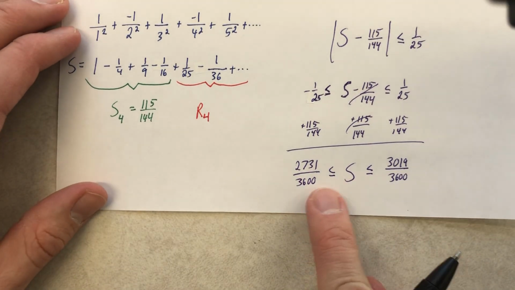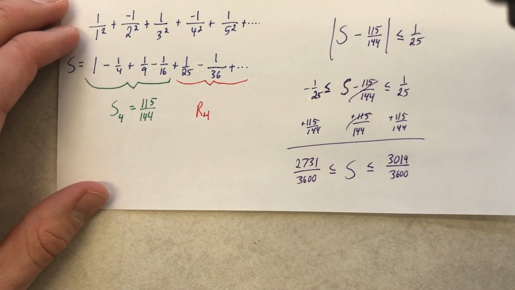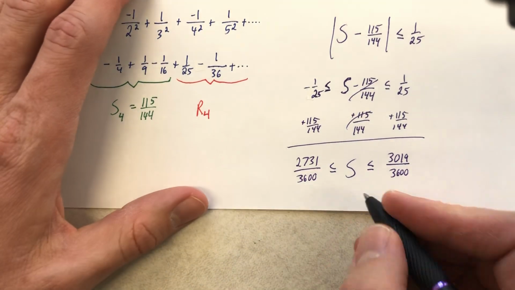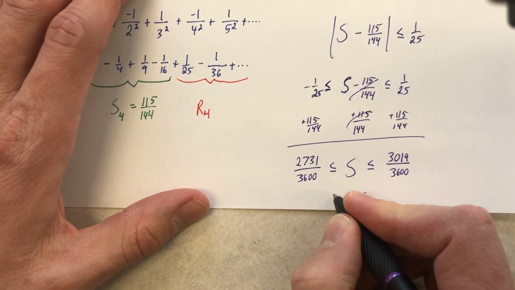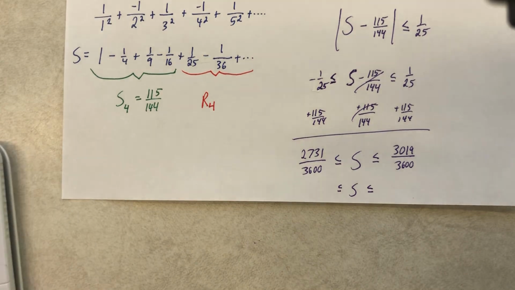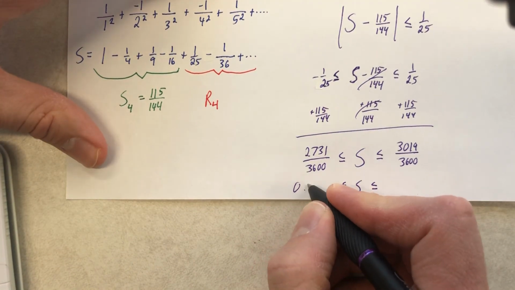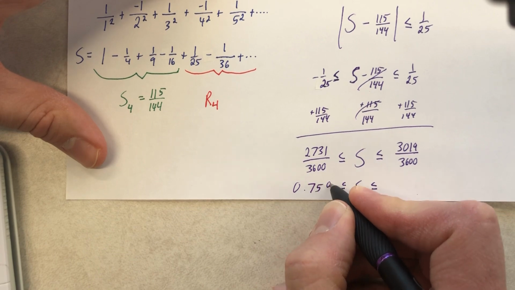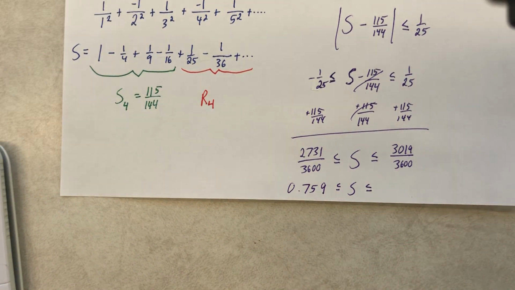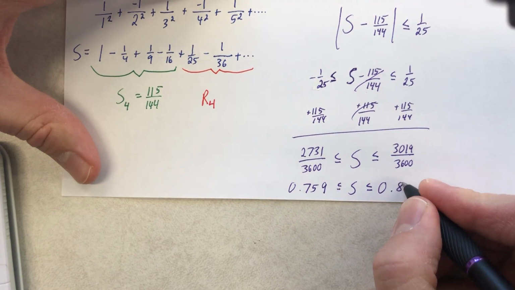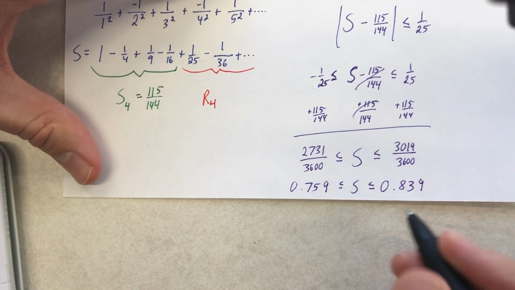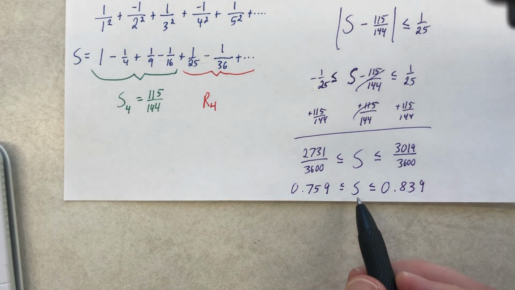Our sum is somewhere in between those two things. If you really care what those are as a decimal, and I am going to very quickly go one step further, let's decimalize these two things. And so I'm going to turn those into decimals. And this is 0.759, and this one is 0.839. So we have estimated our infinite sum to be that.